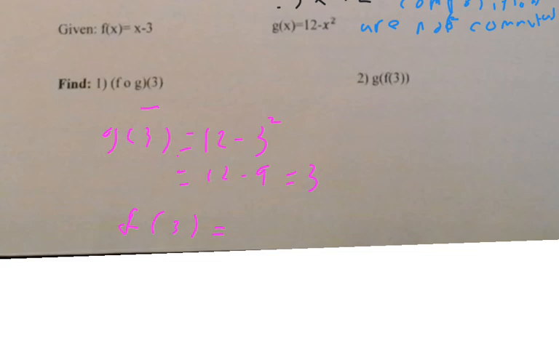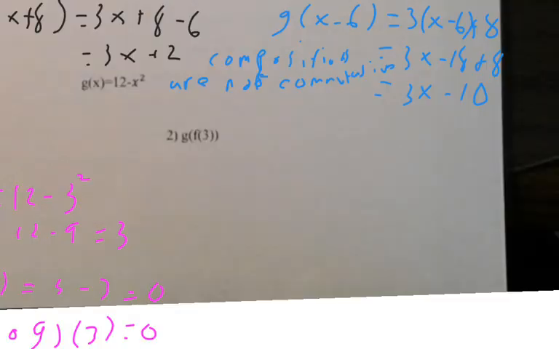So f of 3, our function is x minus 3, so we're plugging in 3, so it's 3 minus 3, and that equals 0. So we have f of g of 3 equals 0.